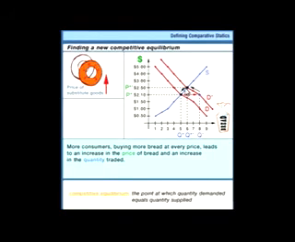This is just one example of how a change in the environment will shift one of the curves and create a new competitive equilibrium. In the next lesson, we'll look at a whole catalog of factors that can shift the demand curve or shift the supply curve, thereby changing the competitive equilibrium price and quantity traded.